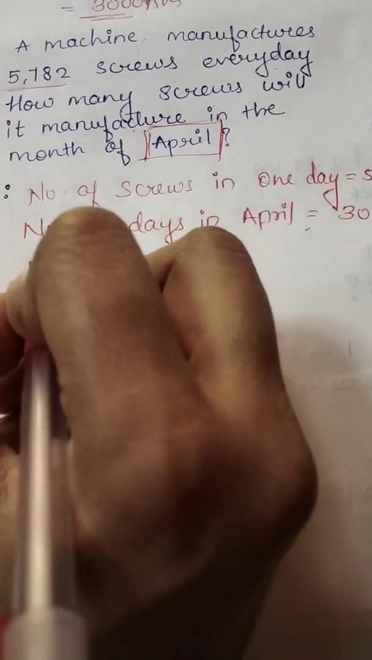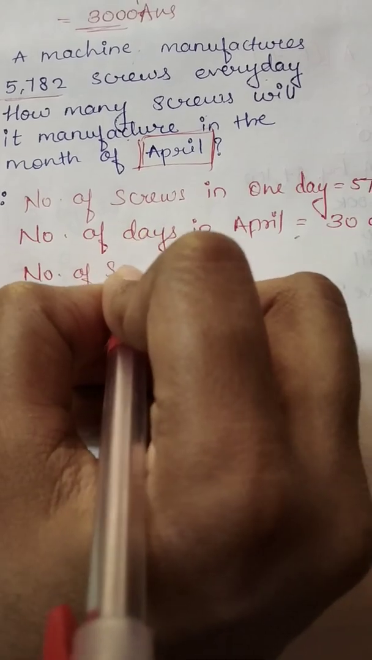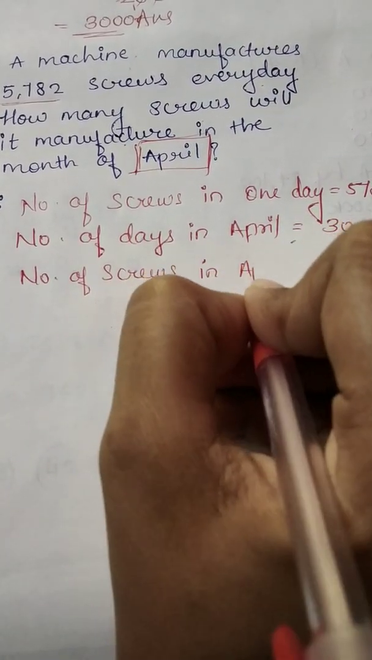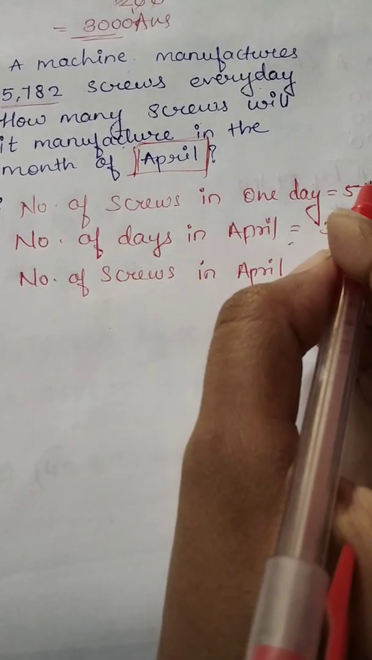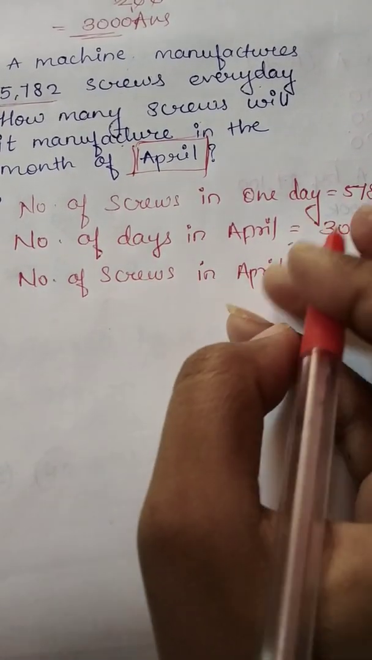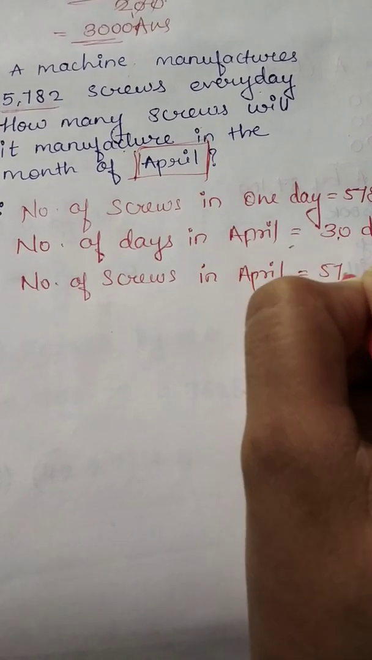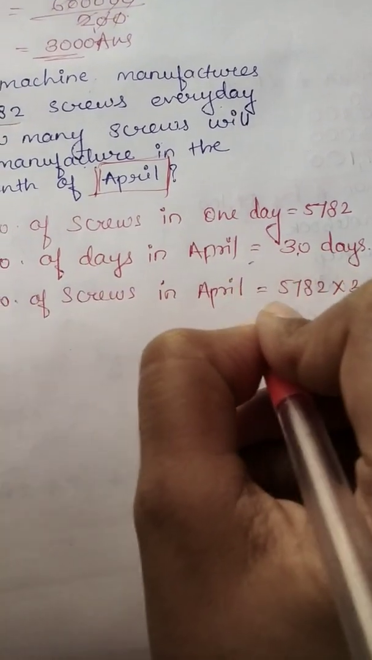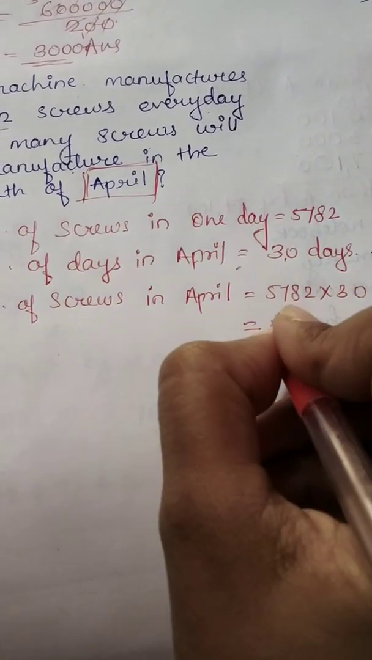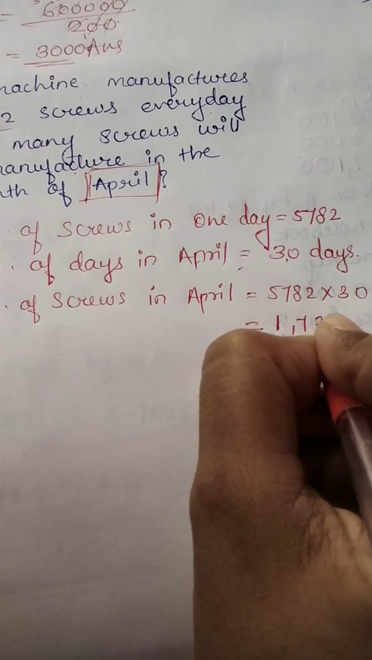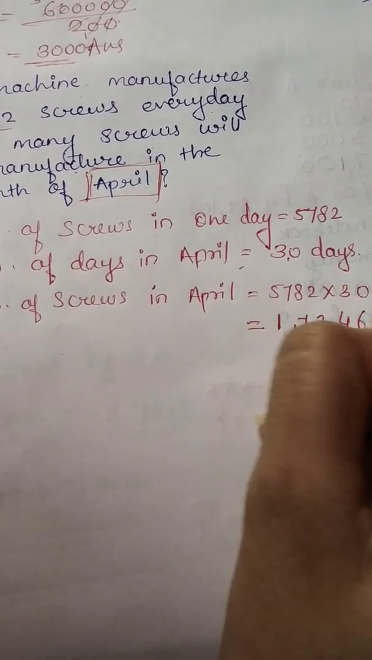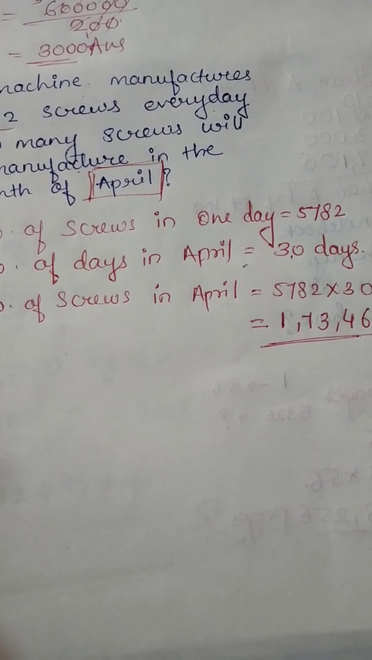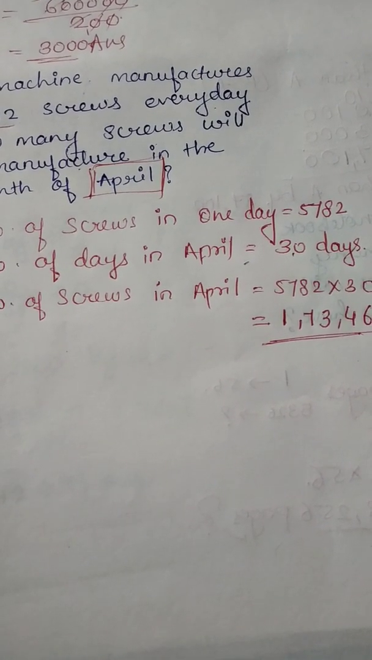So number of screws manufactured in April. So one day this many. So 30 days how many? So multiply. Simple. 5782 multiplied by 30. So you have to do the calculation, and our answer is 1,73,460 screws. So this many screws we manufacture in the month of April. Hope you understood.